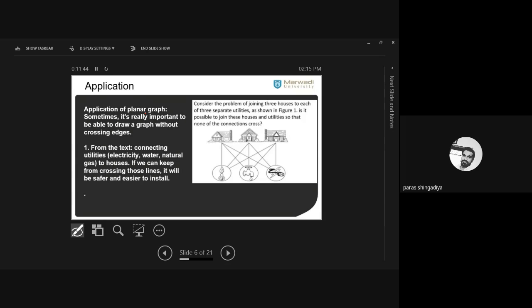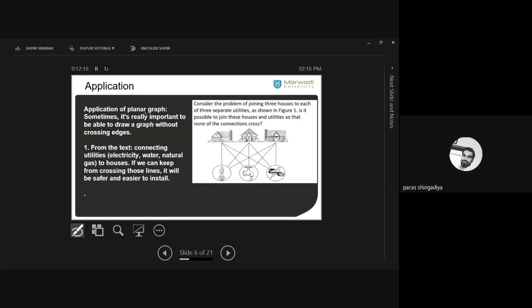What is the problem here? Consider the problem of joining three houses. These are the three houses A, B, and C, to each of the three separate utilities. You have to apply all three separate utilities, okay? Meaning three gas lines to the three houses, three water pipelines, and three electricity networks. Okay? As shown in figure 1, is it possible to join these houses and the utilities so that none of the connections cross?